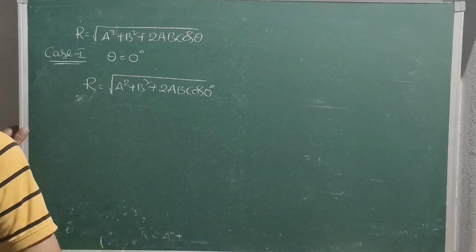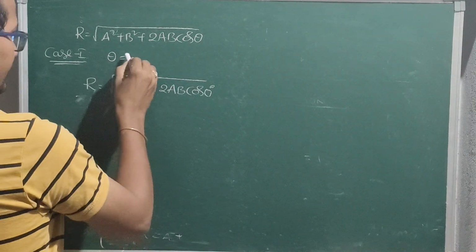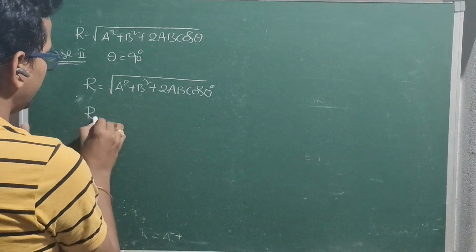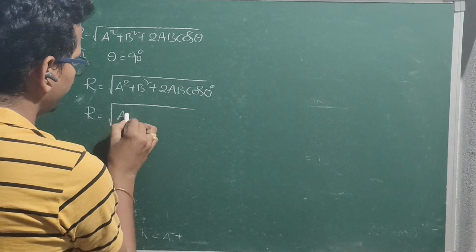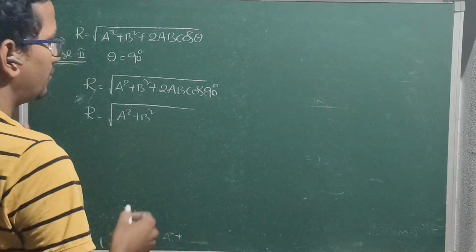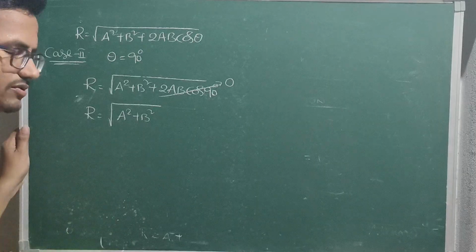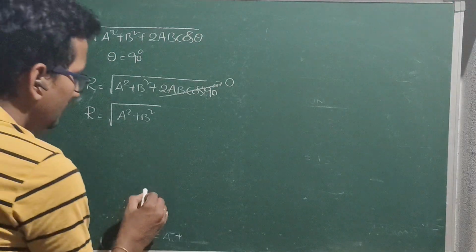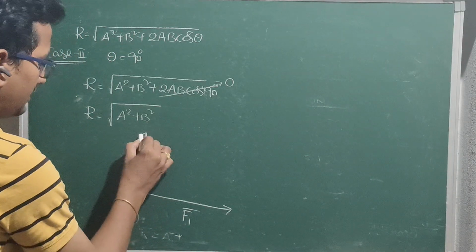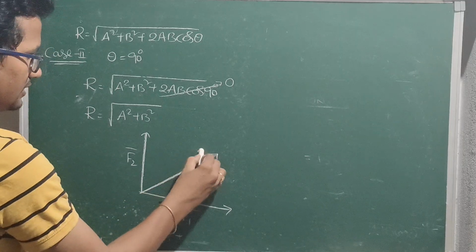What is case 2? Theta is equal to 180 degrees. Okay, 90 degrees we need to take first. Theta is 90. R is equal to square root of a square plus b square, since cos 90 is 0. This term becomes 0. Then what happens? Square root of a square plus b square. If force F1 acts along with F2, then this is the resultant force.